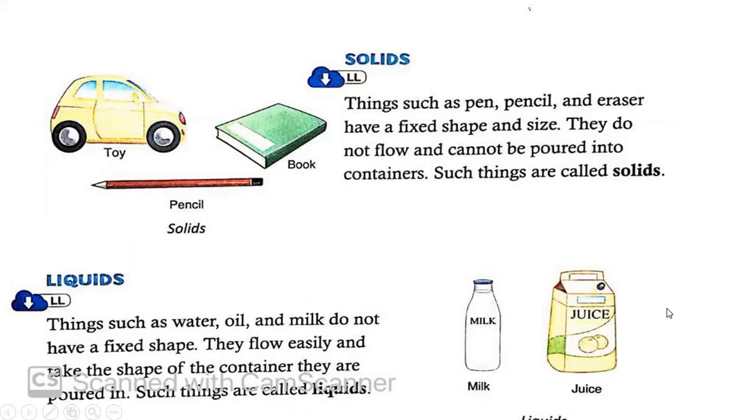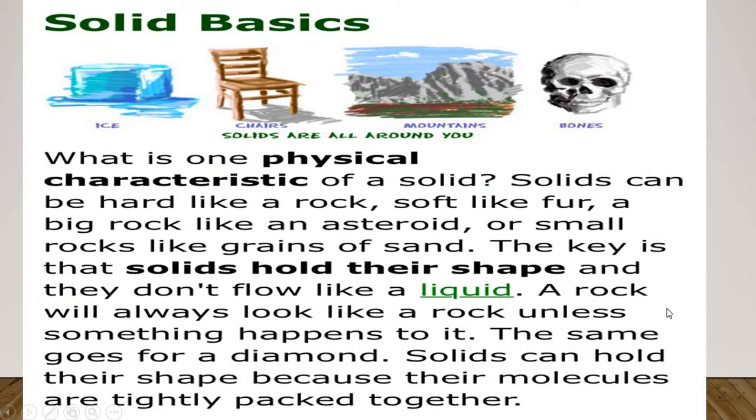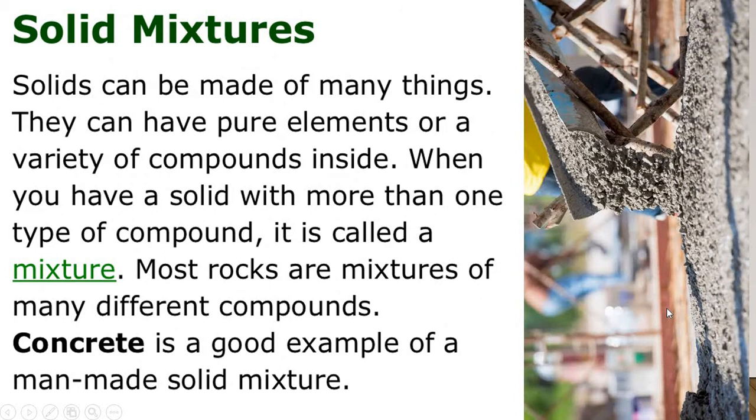Okay, and then I explained you what is solid and liquid. Further, I even asked you to note down few points from these paragraphs of solid and liquids respectively, and I hope that you have kept that note along with you. And then I explained you solid basics, showing you few photos of chair, mountains and skeleton. Then I explained you what is solid mixture, which is made from more than one type of compound. It is solid mixture, and I even asked you to note it down in your books so that you will be having that note.